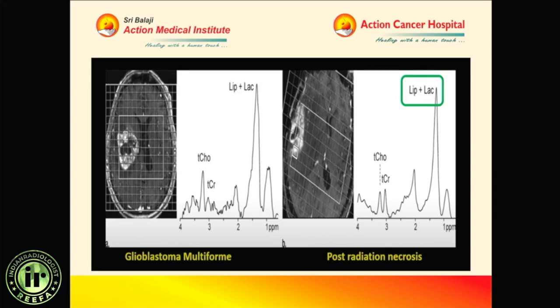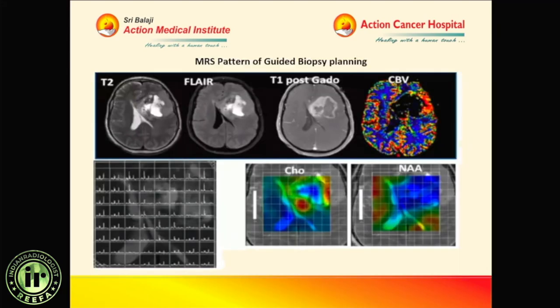Now, these are two similar looking lesions. Again, the same thing, very high lipid lactate peak here, and here also we get a very high lipid lactate peak. So, how do we differentiate? We go to choline. See the choline, it is raised over here in GBM, and in post radiation necrosis, the Hunter's angle is still maintained.